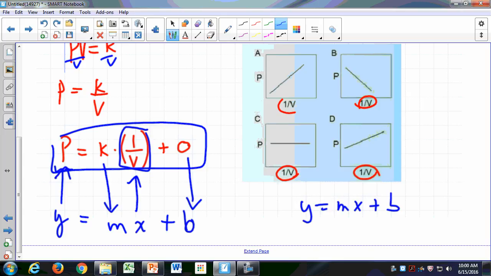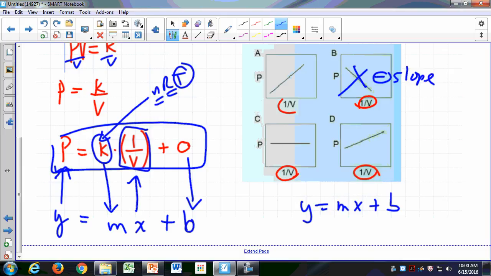And what's K? What did we say K was? K is nRT. T is always a positive number, Kelvin temperature. R is a positive constant. n is the number of moles, always a positive number. So K here is a positive constant. So what does a positive slope mean? This can't be right. This is a negative slope. This can't be right. This is a 0 slope. A horizontal line is a 0 slope.